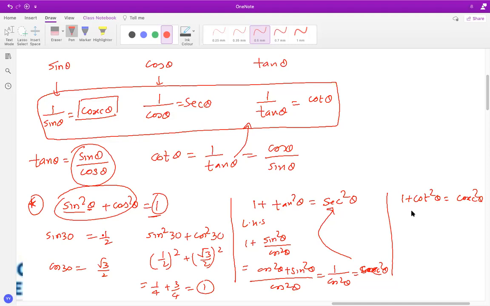Now the second one is 1 plus cot squared theta is cosec squared theta. So if I take 1 plus, instead of cot, cos theta over sine theta, so cos squared theta over sine squared theta, you take the LCM of this, it is going to be sine squared theta plus cos squared theta over sine squared theta. So this is my left hand side, and this will be 1 over sine squared theta, which equals cosec squared theta.